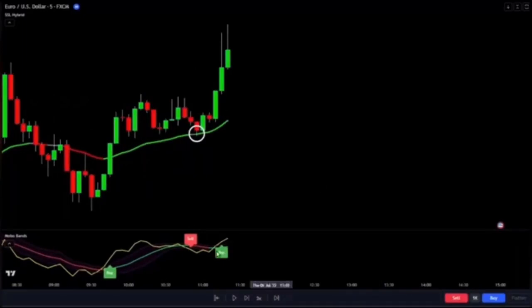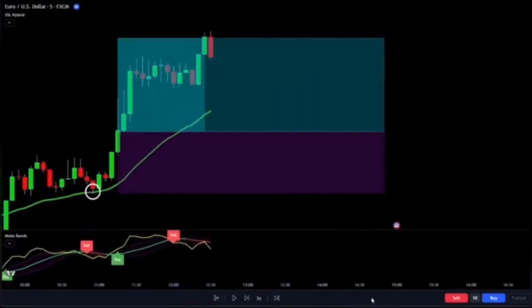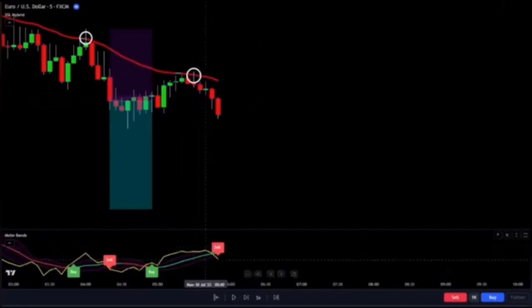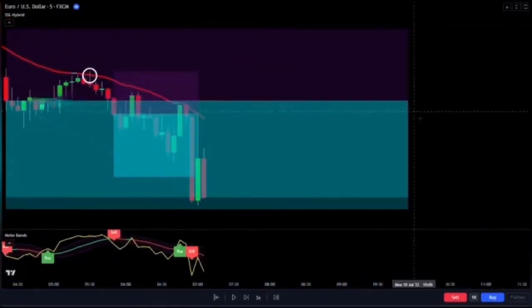I'll be starting with an account balance of $1,000 and making sure the potential rewards are 1.5 times higher than the risks I take. To do this testing, I'll be looking at the price of the euro compared to the US dollar, but I'll be focusing on a short time frame of just 5 minutes.